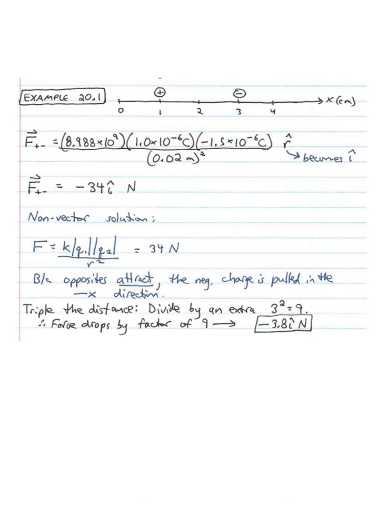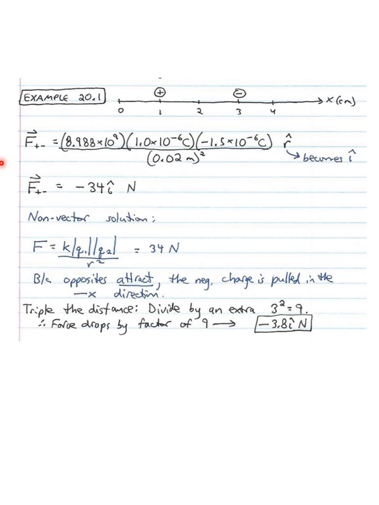Here's an example in the book. Example 21, called Finding the Force, 2 charges. It says a 1 microcoulomb charge is at x equals 1 centimeter, and a negative 1.5 microcoulomb charge is at x equals 3 centimeters. What force does the positive charge exert on the negative one? How would the force change if the distance between the charges tripled?